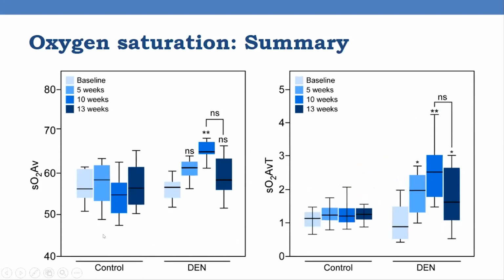We plotted here for the control animals, there's no change so far in SO2 average or SO2 average total. But in the DEN fed rats, there is a statistically significant increase in SO2 average and SO2 average total at 10 weeks. And there is a slight decrease between 10 to 13 weeks. We found this decrease consistently in almost every case, but it did not reach statistical significance.